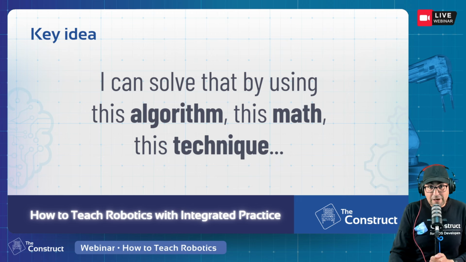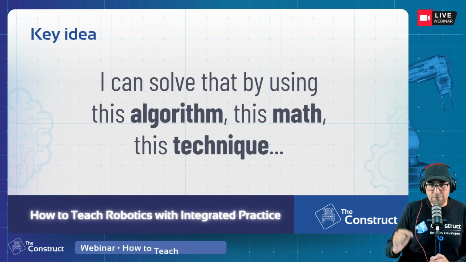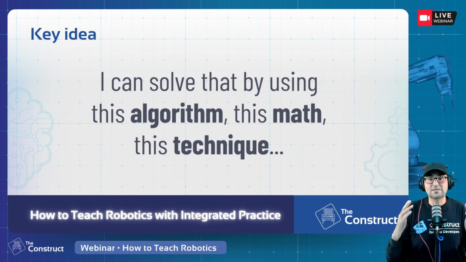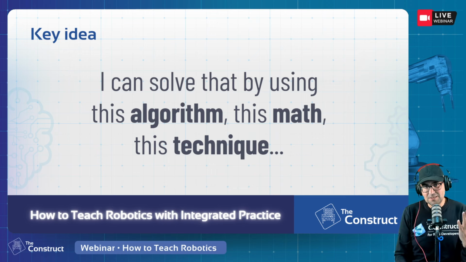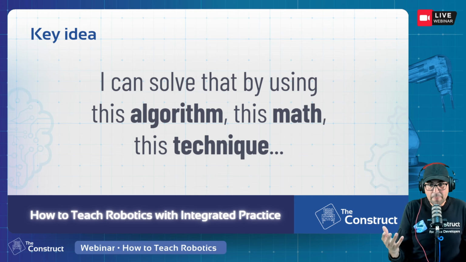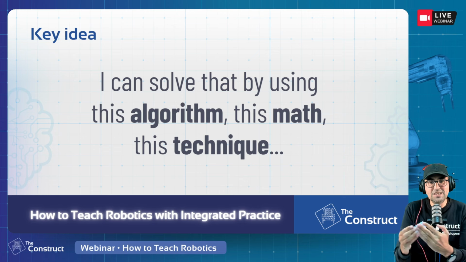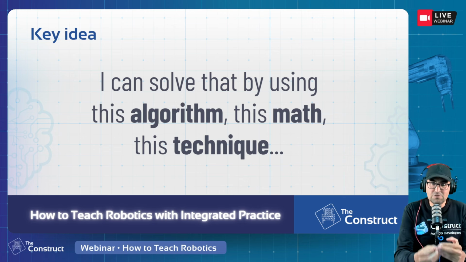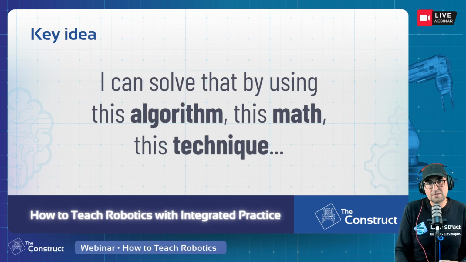And then, how can I solve this problem? Oh, very good. Then for that, you can use this algorithm, this math, this technique that somebody else has invented in the past, in the history of robotics. So it's already there. You only need to learn. And they are willing to learn because it has a purpose.